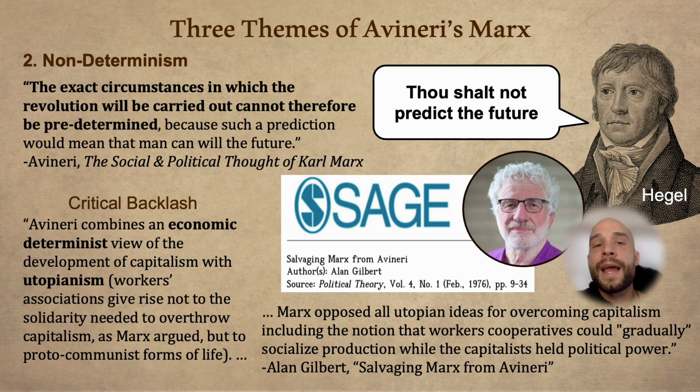Nonetheless, Avineri has been misinterpreted by Leninist scholars like Alan Gilbert as both a determinist and a utopian socialist. Gilbert writes, Avineri combines an economic determinist view of the development of capitalism with utopianism. Workers' associations give rise not to the solidarity needed to overthrow capitalism, as Marx argued, but to proto-communist forms of life. Marx opposed all utopian ideas for overcoming capitalism, including the notion that workers' cooperatives could gradually socialize production while the capitalists held political power.